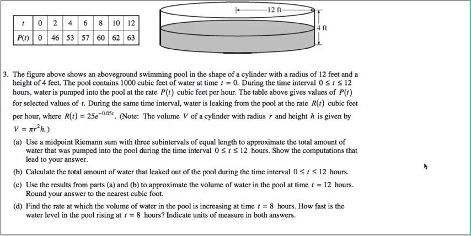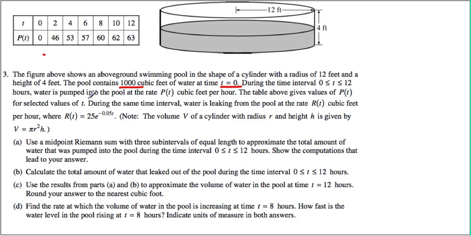Hello, so let us try to look at number 3 from year 2010, Form B. Here first, let us try to read this question a little bit. This is a table here. We are looking at an above ground swimming pool in the shape of a cylinder with a radius of 12 feet and a height of 4 feet. The pool contains 1,000 cubic feet of water at time t equals 0. So this will be the initial condition which we have to know.